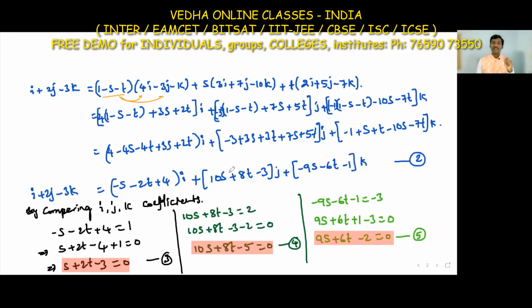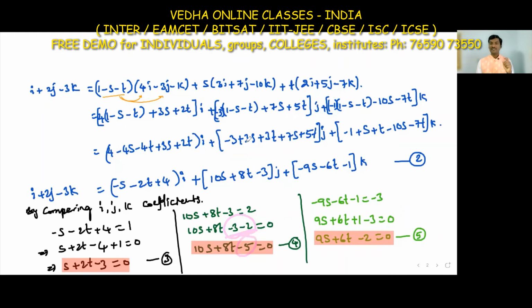Then equating the j coefficients also. Here the j coefficient is 2, and on the right side the j coefficient is 10s plus 8t minus 3, is equal to 2. Take this 2 to the left side. Since the first term s is positive on the left side, take the right side term to the left side, so plus 2 becomes a minus 2. Minus 2 and minus 3 are constants, and adding the constants gives minus 5.